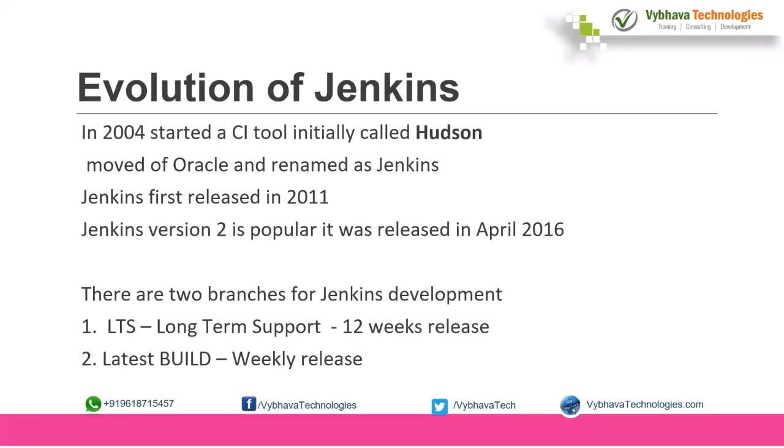When you work on Jenkins, long-term support means a 12 week release. Every 12 weeks a new Jenkins version will be released. And the latest build, if you want to get what happened on Jenkins last week, those updates and features, then you can definitely go with the latest build. This is also called the bleeding version. Bleeding version means it may have some bugs and fixes that still need to be worked on.